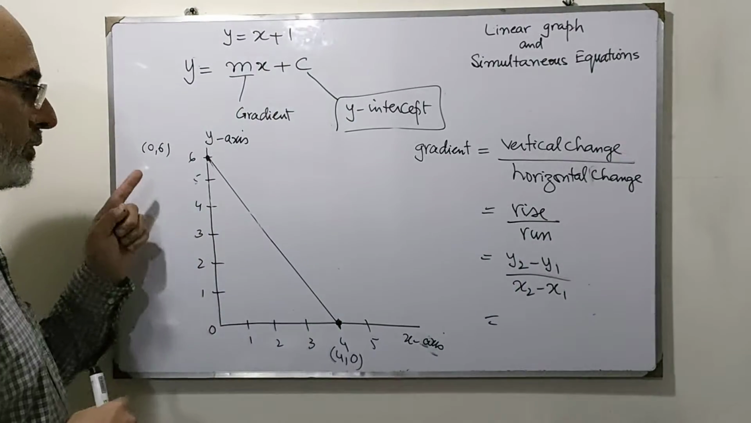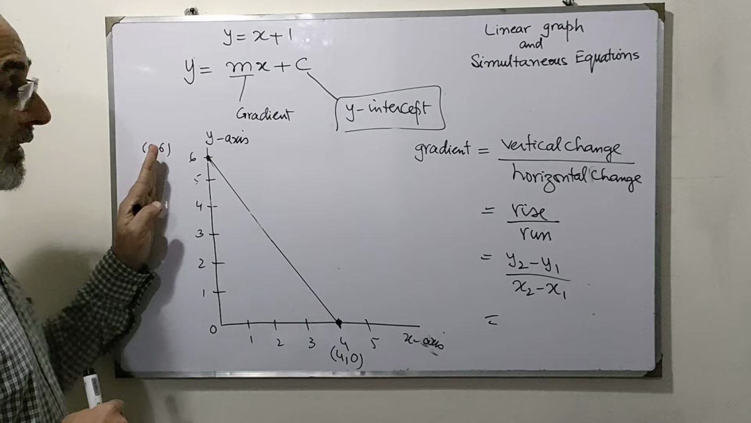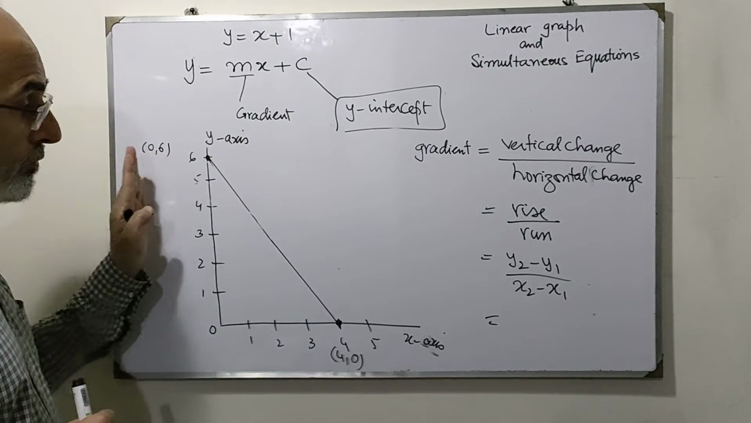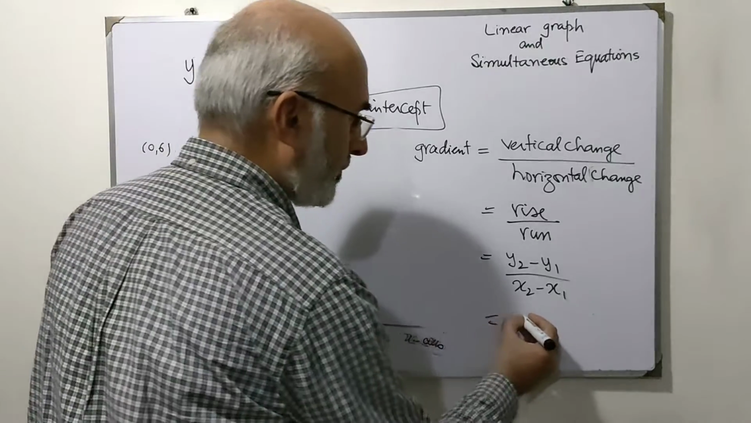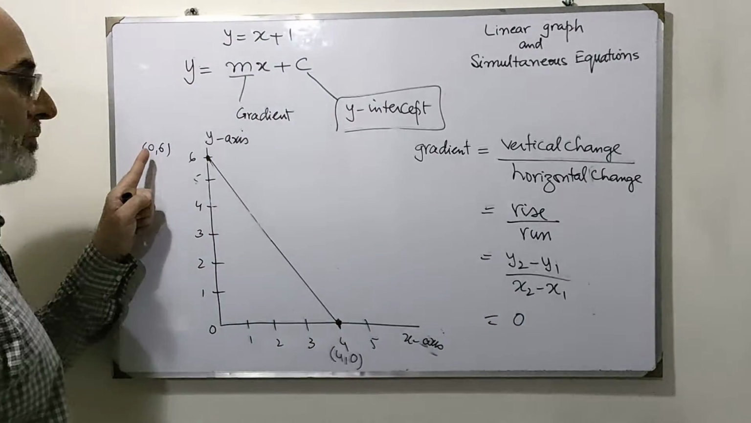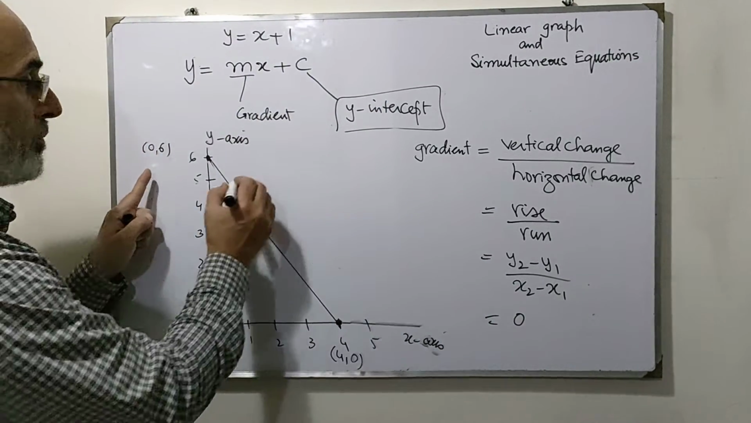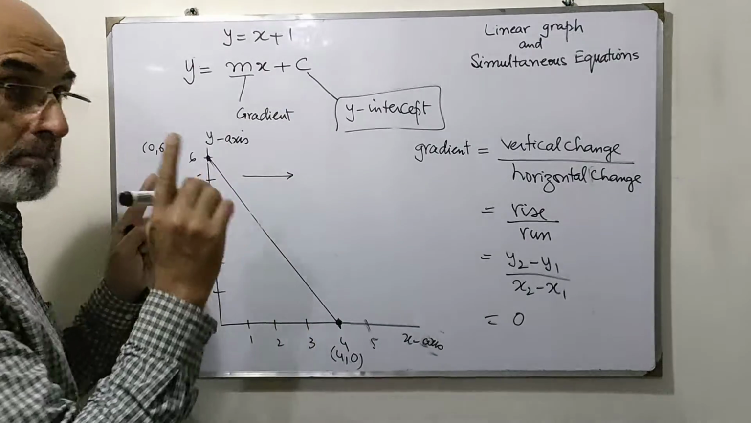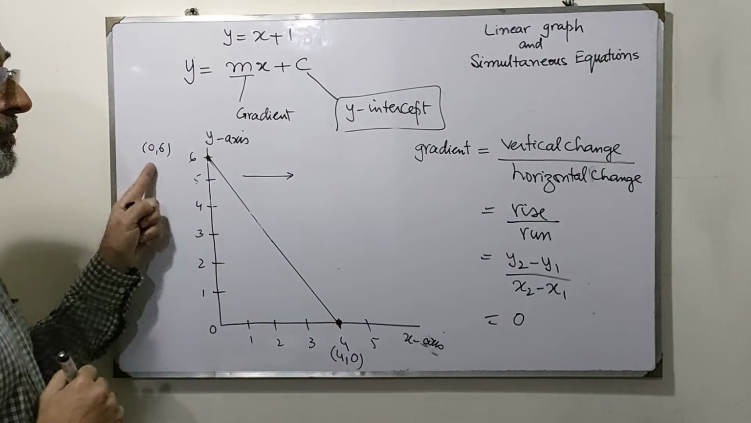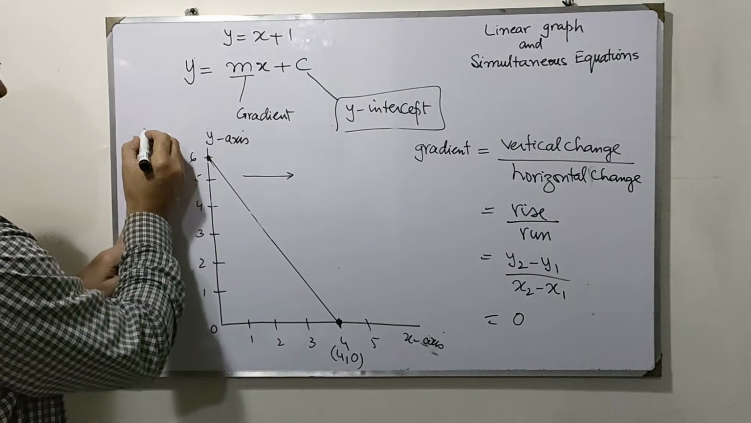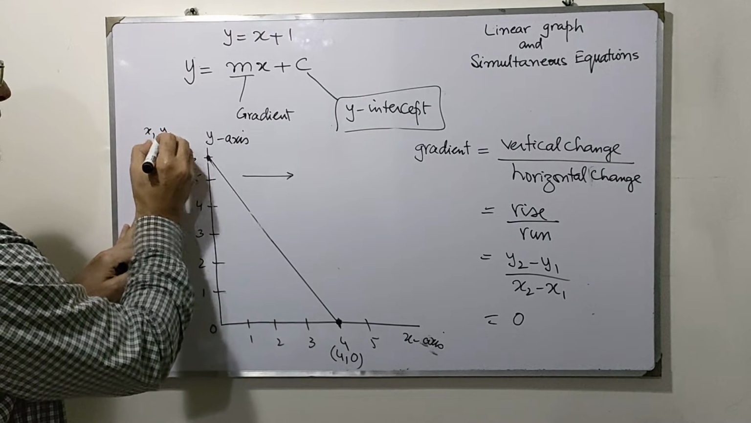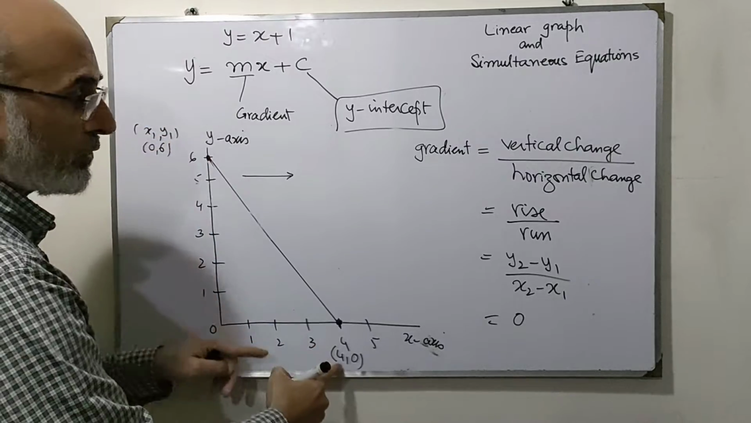y2, what is y2? Starting from left to right. Now this is not y2, we have to move left to right. So what is y2? It's 0. Minus, what is y1? 6. We are moving left to right. Remember, don't take it as x2, y2. This is basically x1, y1. Okay? This is x2, y2.